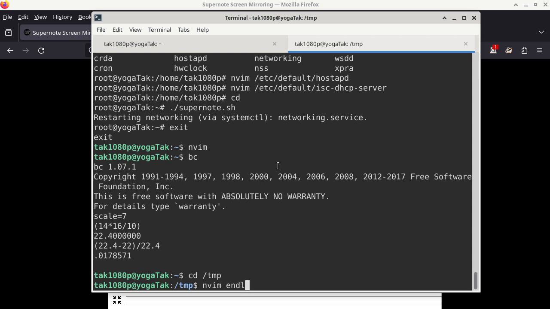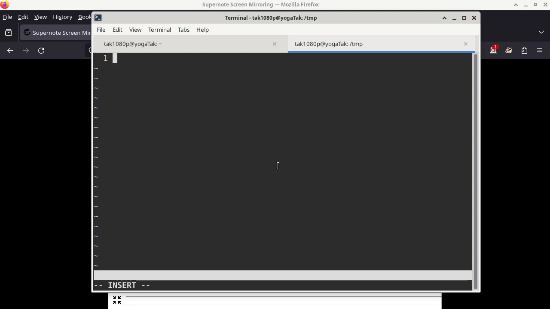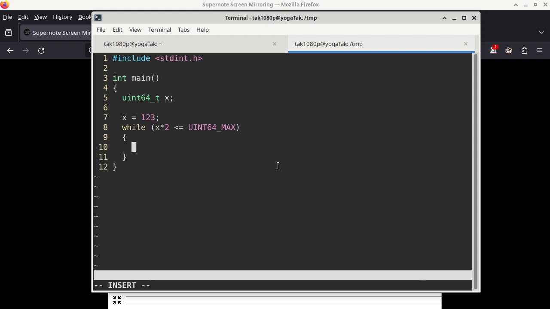So we'll say endless.c. Okay, so I'm actually going to show you some code that I'm not supposed to show you, but I'm going to do it anyway. uint64_t x. So we'll say x is 123 to begin with. And here we say if x times 2 is less than or equal to UINT64_MAX, which is the macro name for the maximum value here. And what we'll do is we multiply x by 2.